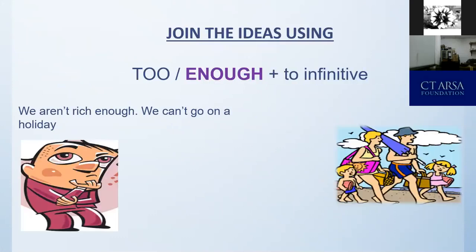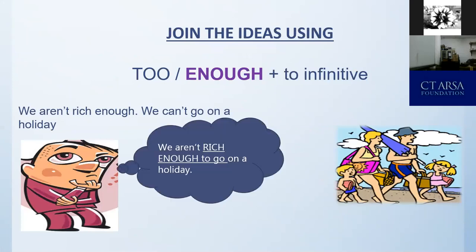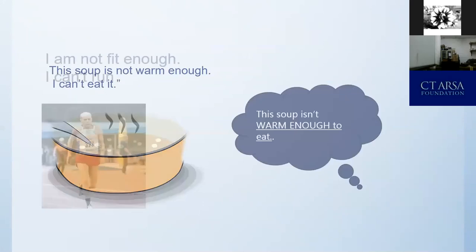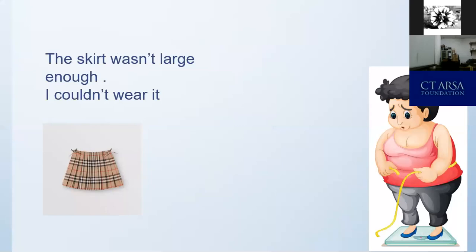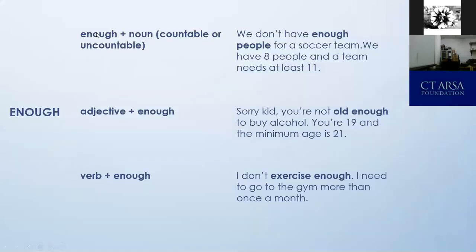Okay, we're going to skip this one. We are not rich enough. We skip this one because we did it already. So why don't we go to this one? Enough can be followed by noun, countable or uncountable. Yeah, it can be countable or uncountable.